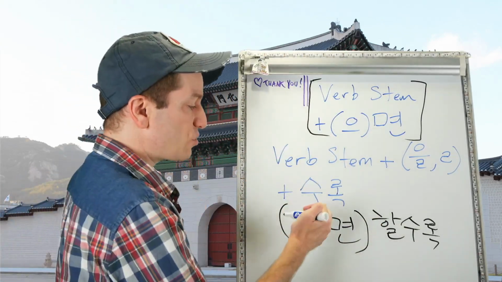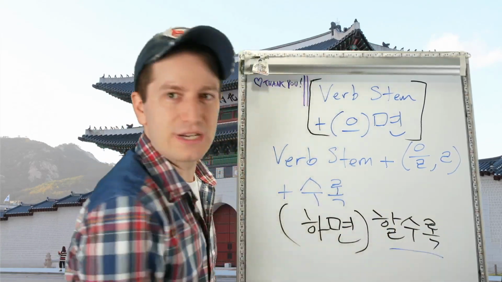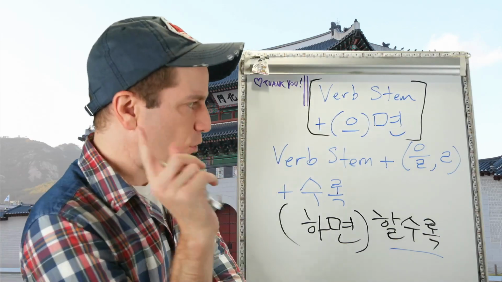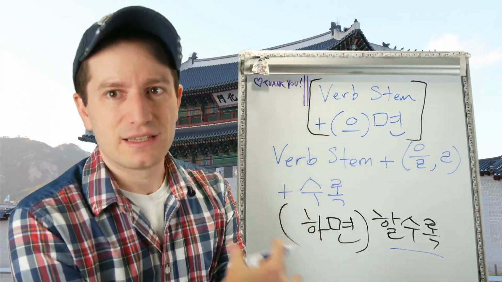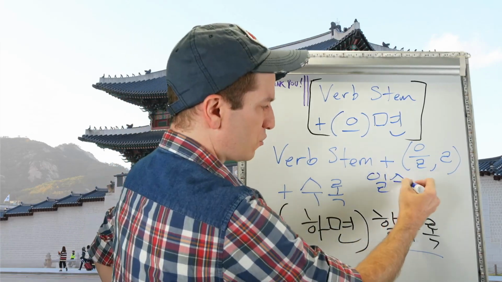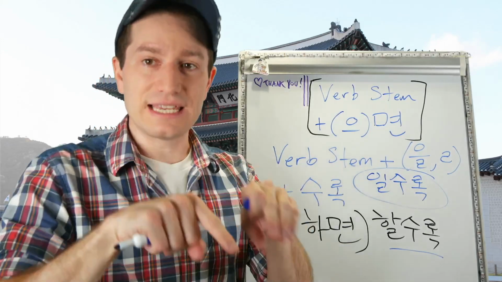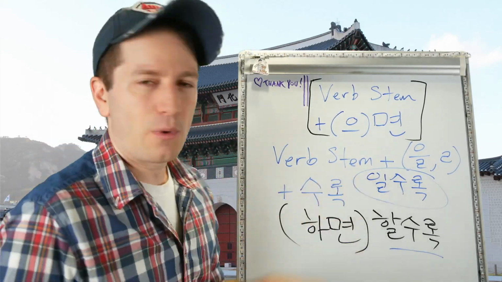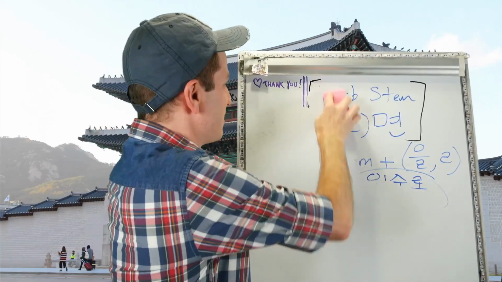Note that there is no space between this part and 수록. So it is written as one word. Another quick note is that if you have the verb 이다, meaning to be, 이다 would just become 일수록. The reason I'm telling you this separately is because I don't have any examples in this lesson we're doing today, but I want you to write it down because you will see it.